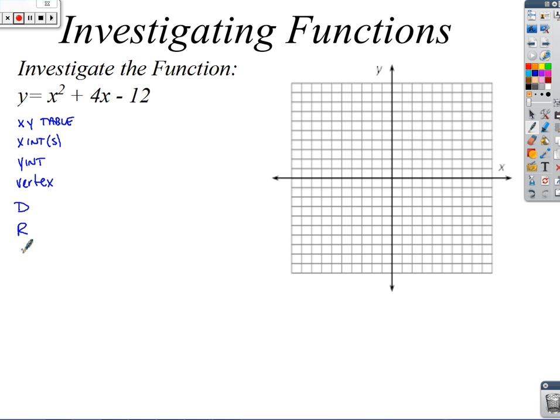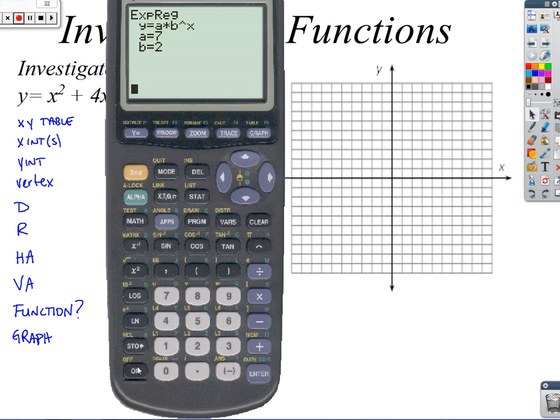We're also looking for any horizontal or vertical asymptotes. We need to determine if it is a function. Okay, and I think that's going to be about it for now. Oh, most important part, the graph. So where to begin, that's entirely up to you. Obviously, the graphing calculator is a great resource for this particular type of problem. So it wouldn't be a bad idea to use that to be able to graph.